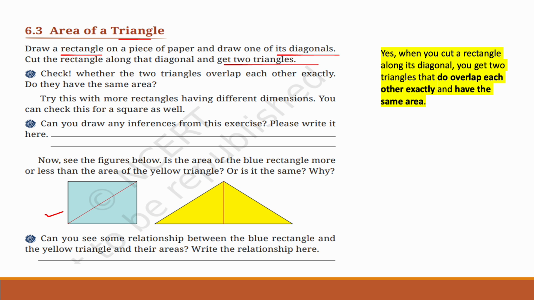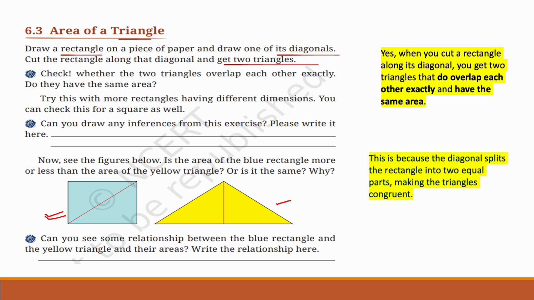Now, see the figures below. Is the area of the blue rectangle more or less than the area of the yellow triangle, or is it the same? See this picture, this blue rectangle, and you can see a yellow triangle. Then what about their areas? Area same or not? Same.